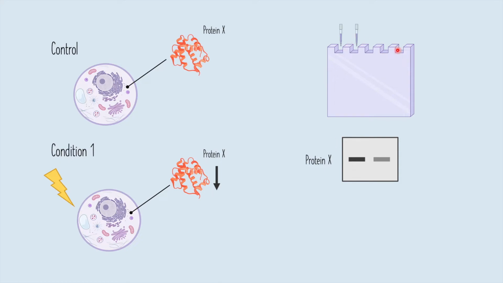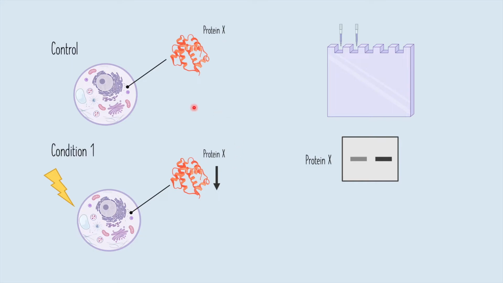Now, say when you come to load your gel, you accidentally load a little bit more of sample two, which is condition one, compared to the sample of control. When you come to analyze your Western blot, the data will look different. In this case, the band intensity from sample two will be higher than the band intensity from sample one, which is not a true reflection of what is actually taking place. So how do you go about making up for this? And this is the reason why we use a loading control.